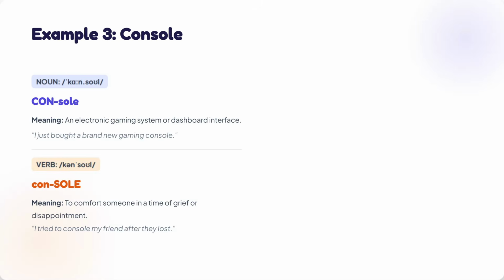So let's do the noun, stress syllable number 1. Console, console, console, console, console. And now the verb console, console, console, console. Console, console, console, console.